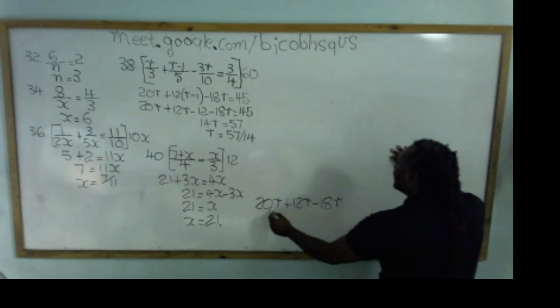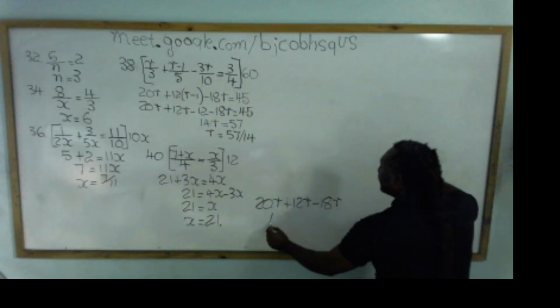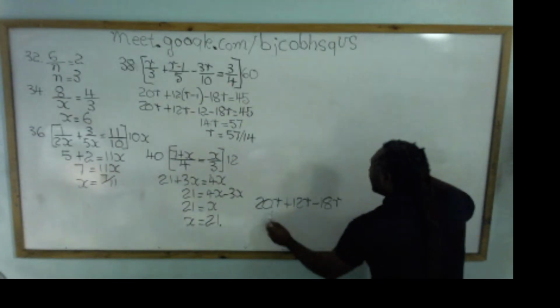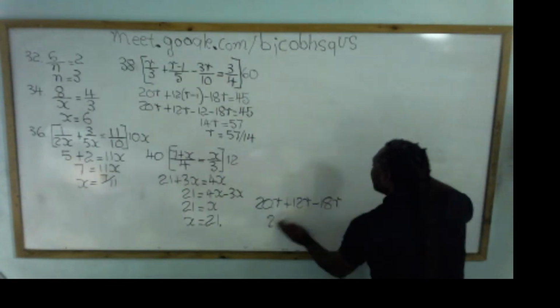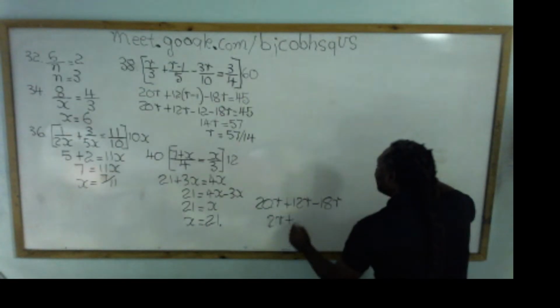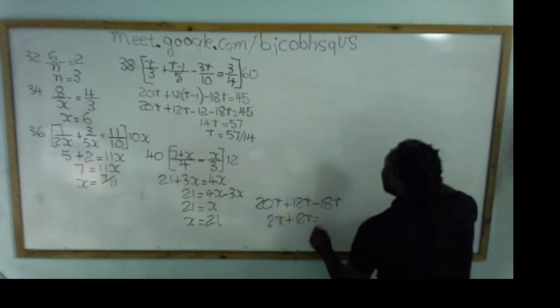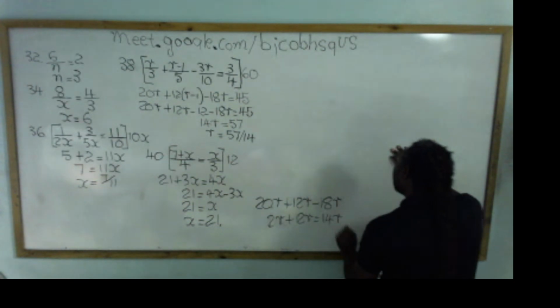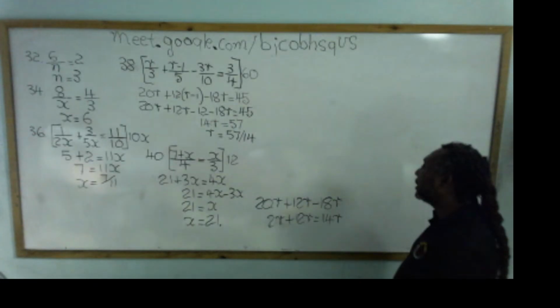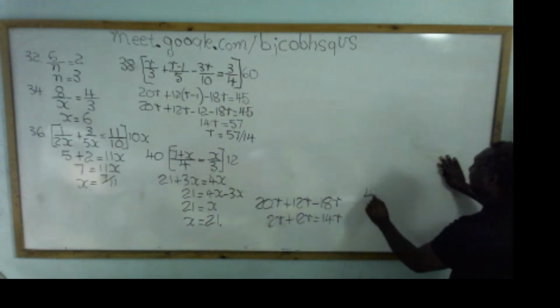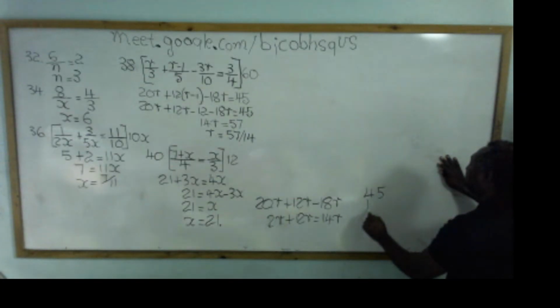20r minus 18r is 2r. So 20 minus 18 is 2, plus 12r. And I hope that 45 plus 12 is 57.